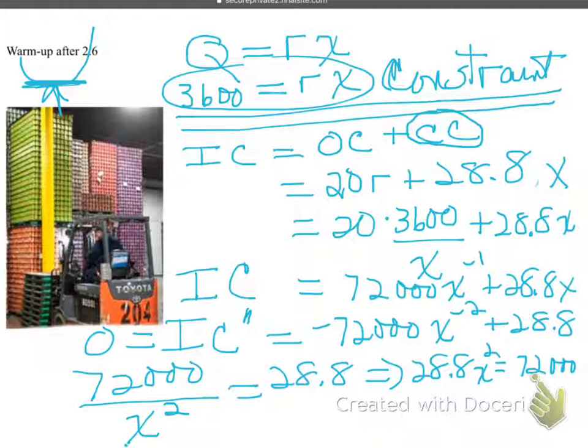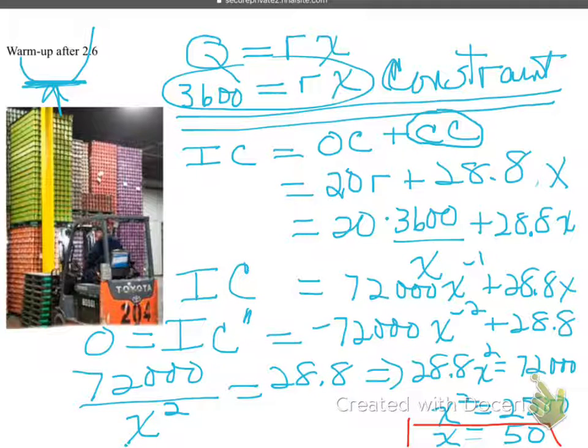By 28.8, and you end up getting x squared equals 2500. Take the square root, you would get plus and minus 50, but because you cannot order negative 50 cases, 50 is what I want. That is only half of my economic order quantity. So far, we'll put it in a red box, so far I have x of 50.